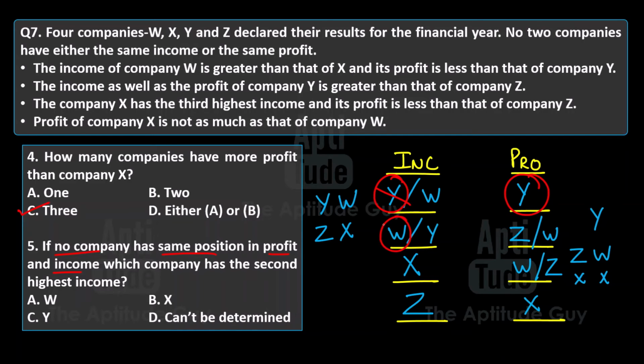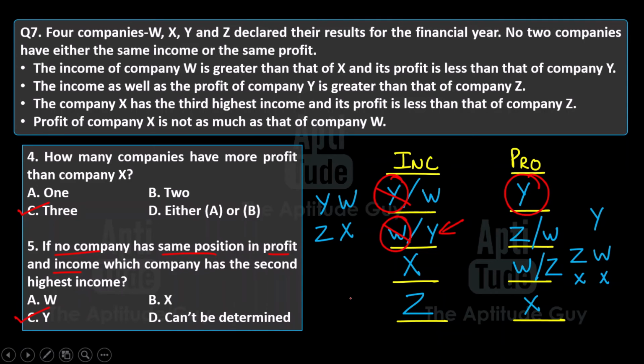Then W cannot be the second in income. So which company has the second highest income now? Obviously, Y has the second highest income because no company has the same position in profit and income. Y cannot be the first in both. This Y is fixed, this Y is not, so this one is gone. So which company has the second highest income? It is Y. Answer is option C.